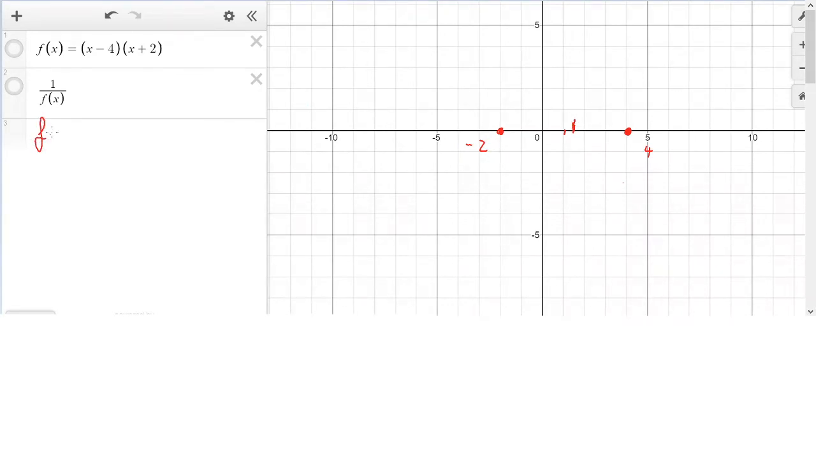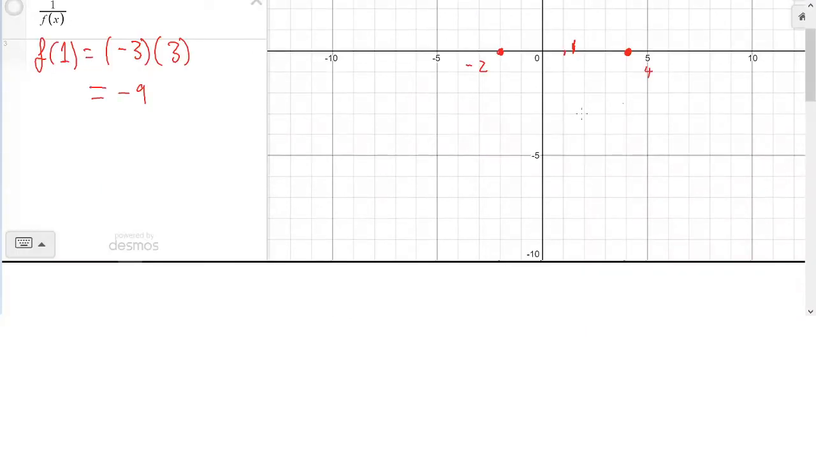If I sub that in, f of 1 would be, well, 1 take 4 is -3, and 1 plus 2 is 3, so I get -9 as my turning point y value. So I'm down here at (1, -9). And now I can graph it.